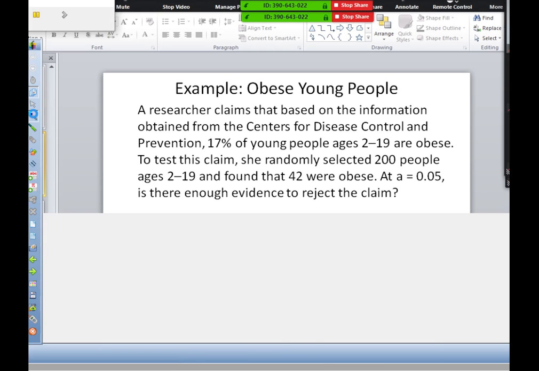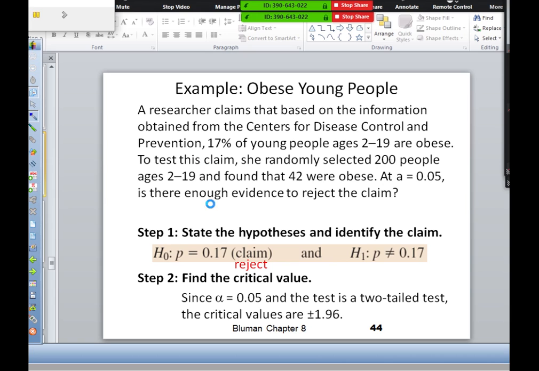Noe, can you read this first part? Example, obese young people. A researcher claims that based on information obtained from the Centers for Disease Control and Prevention, 70% of young people ages 2 through 19 are obese. To test this claim, she randomly selected 200 people and found that 42 were obese at alpha equals 0.05.